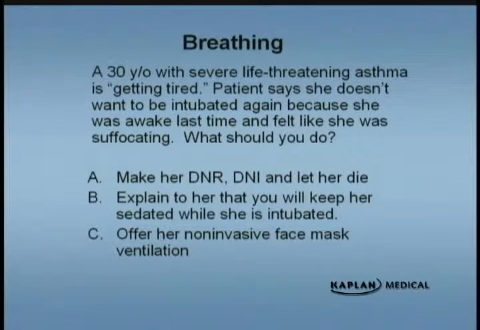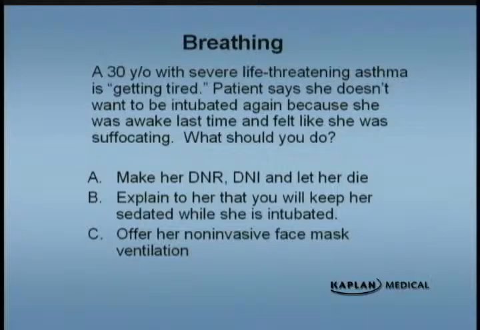Okay, let's go on to breathing. Here's the prototypical breathing case on board questions. A 30-year-old with severe life-threatening asthma is getting tired. When they say getting tired on questions, they mean that her PCO2 is starting to climb. She's getting a little somnolent from her hypoventilation and elevated PCO2.